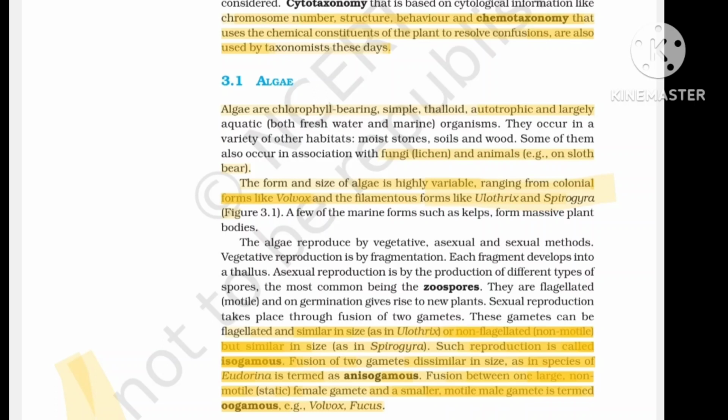Then we talk about the anisogamous. In this, gametes are dissimilar in size, for example Eudorina. And then we talk about oogamous. In this, two types of gametes are found. One is the female gamete and another is the male gamete. The female gamete is non-motile and larger, but the male gamete is smaller and motile. The examples are Volvox and Fucus.